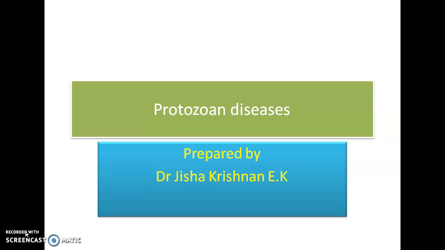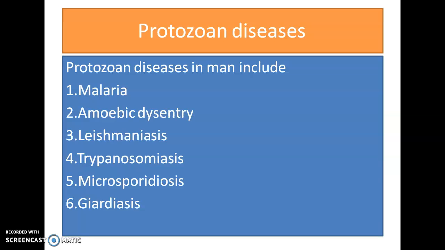Now we are moving to the next topic, that is protozoan diseases. Just like we have discussed in the previous classes about the bacterial as well as fungal infections, now we are moving to the diseases which are mainly caused by the protozoans. Protozoan diseases in man generally include the following: malaria, amoebic dysentery, leishmaniasis, trypanosomiasis, microsporidiasis, and giardiasis.